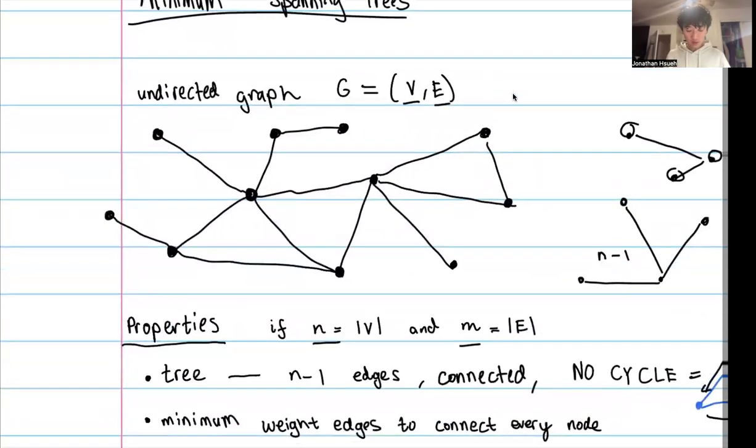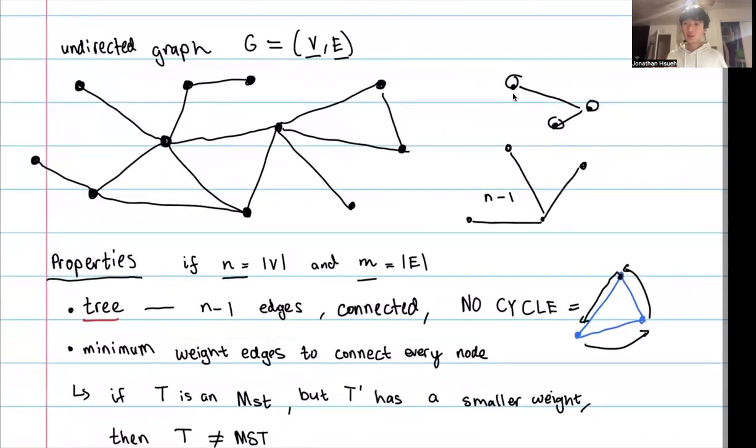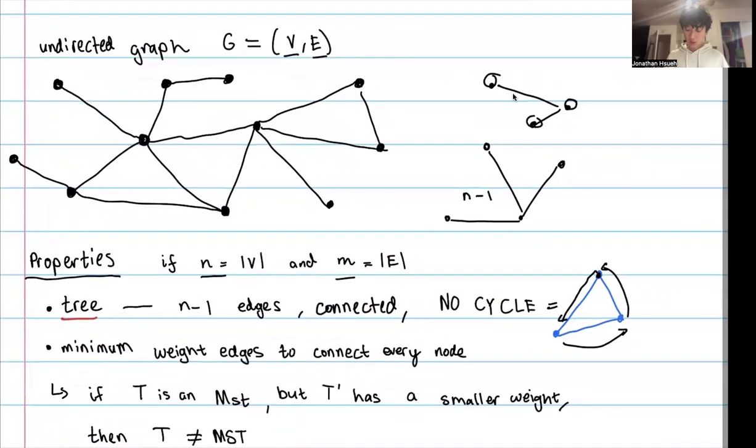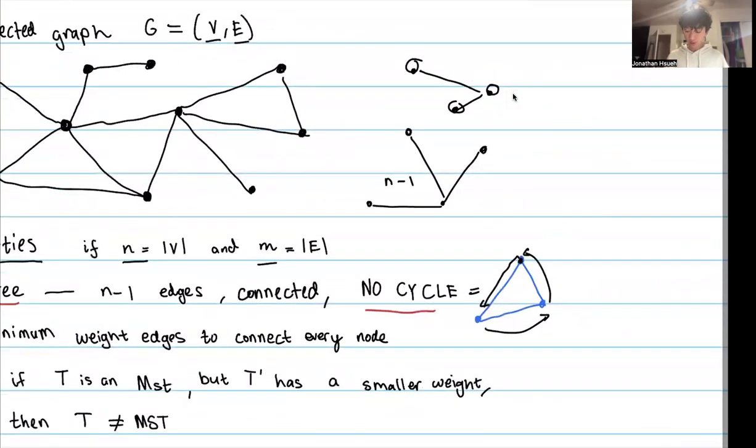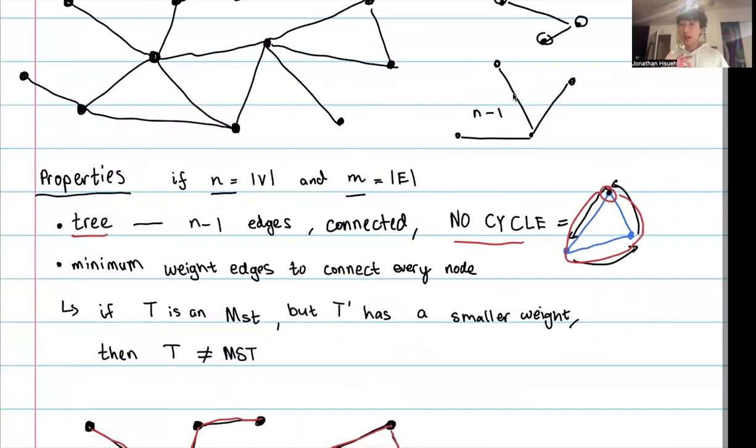So first, they are trees, which means if n was the number of nodes, they have n minus 1 edges. That is a way to minimally connect the graph. Second, they have to be connected, meaning every single node has to have a path to every other node. And third, they can't have a cycle. If I start at one node and keep going across the edges, and I was able to go back to that node using a different path, there'd be a cycle. So I can't have that.